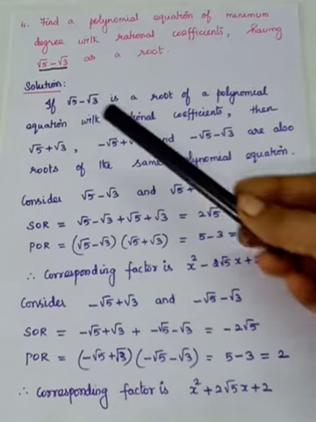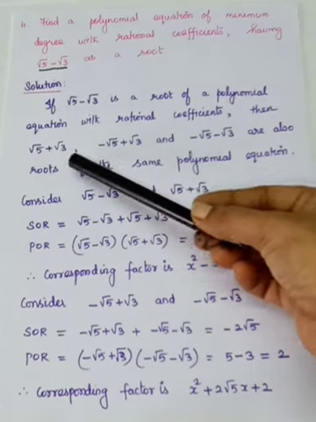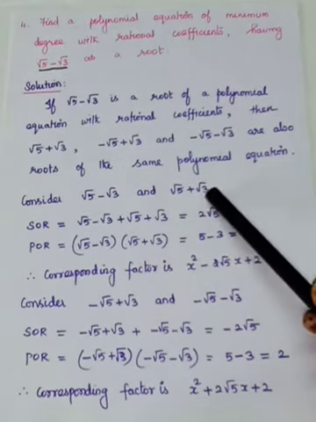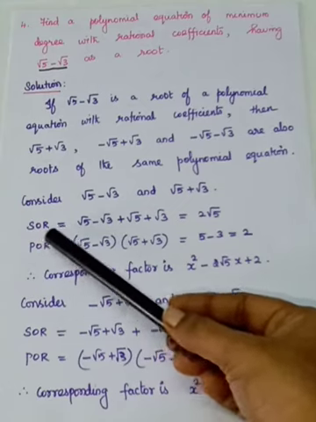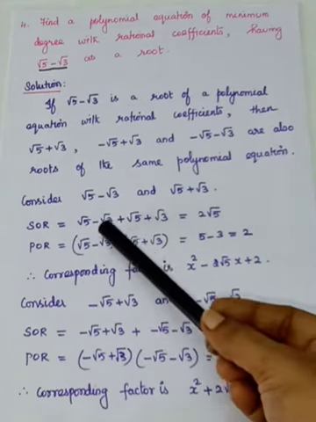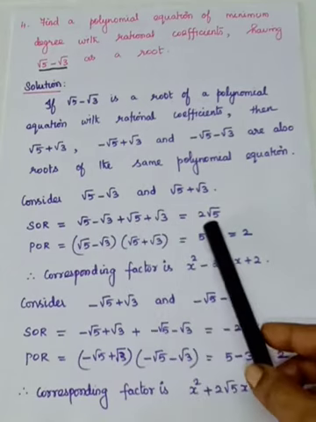So we first consider root 5 minus root 3 and root 5 plus root 3. How many roots are you having? 2 roots. Using that you find the sum of the roots. So while you are adding, minus root 3 and plus root 3 get cancelled. Root 5 plus root 5 is 2 root 5.